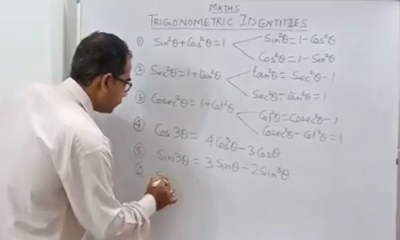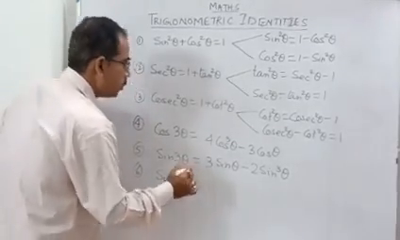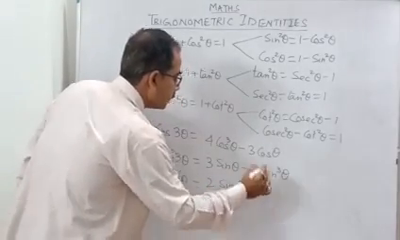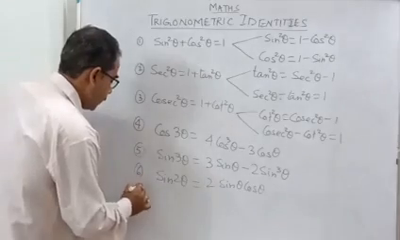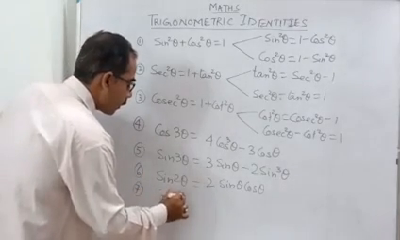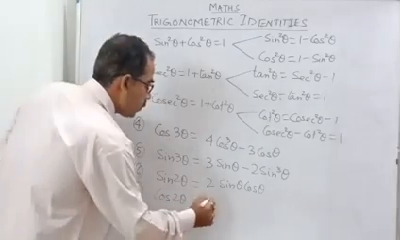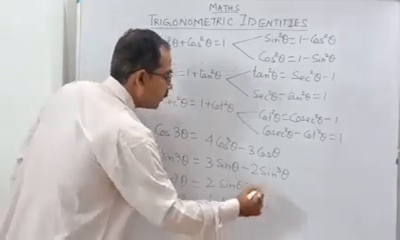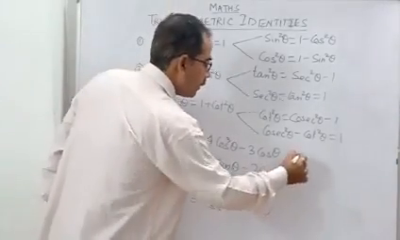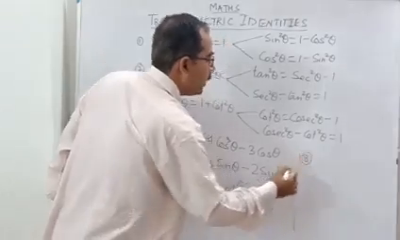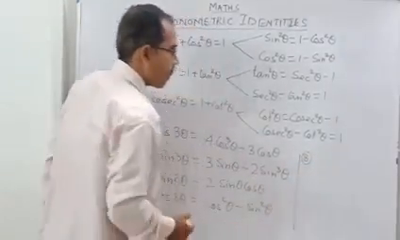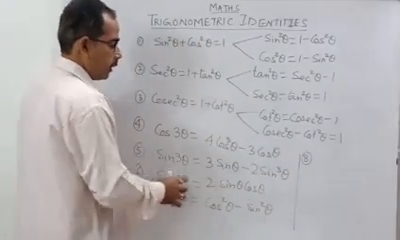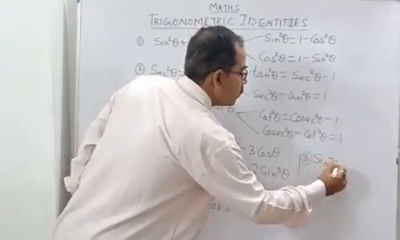Next, number 6, sin 2 theta. Sin 2 theta will be 2 sin theta cos theta. Correct? Similarly, cos 2 theta will be what? That is cos square theta minus sin square theta. Correct? Number 8, I am writing over here. After cos 2 theta, let us write sin 2 theta once again.